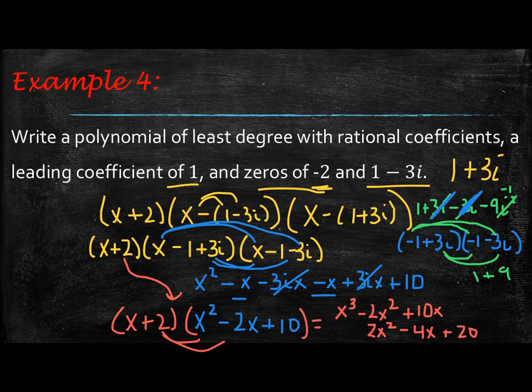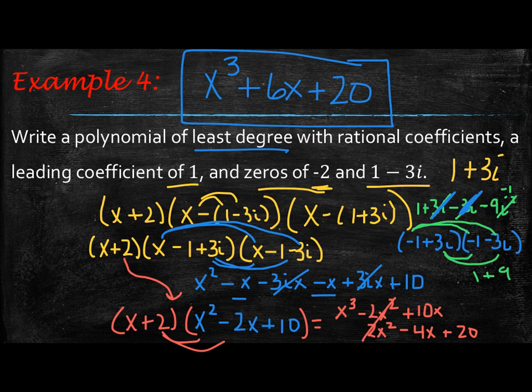Okay, go ahead and simplify that. These cancel. So I'm going to write my final answer up here. You have x to the third, then you're going to have a plus 6x, and then plus 20. Alright, so we've written it with least degree, with rational coefficients, and it has a leading coefficient of 1, and so this would be your final answer.